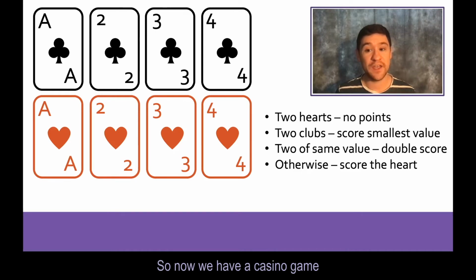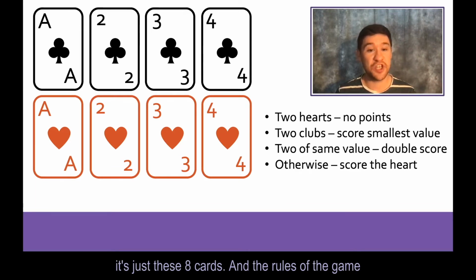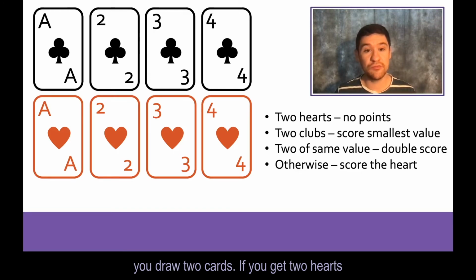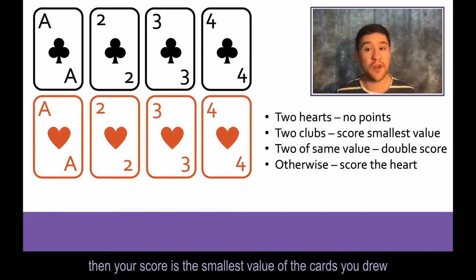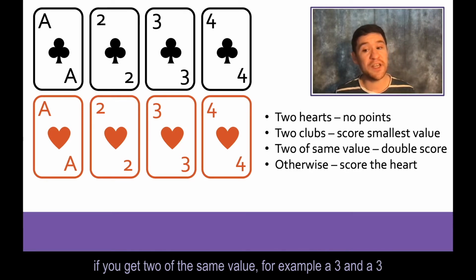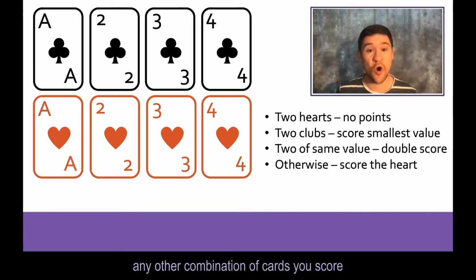So now we have a casino game. The game is played with just these cards, the ace of clubs, 2 of clubs, 3 of clubs, and so on. It's just these 8 cards. And the rules of the game: you draw 2 cards. If you get 2 hearts, then you don't score anything. If you draw 2 clubs, then your score is the smallest value of the cards you drew. If you get 2 of the same value, for example, a 3 and a 3, then you double the score. You get 6. Any other combination of cards, you score whatever was on the heart.